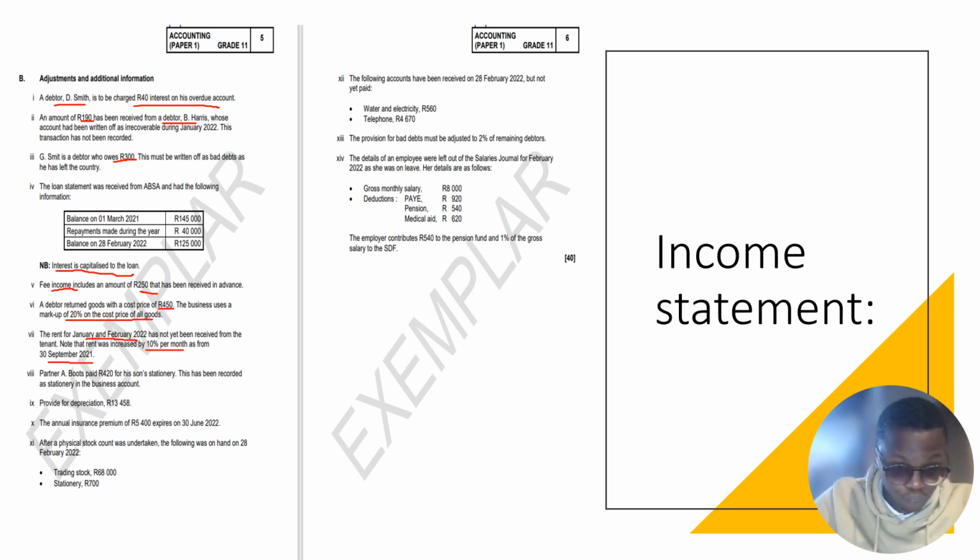So number 2, on top of that, the rent increased by 10% per month as from 30 September 2021. There's a method that you need to use in calculating or determining this rent. So I think we'll continue in part 2.